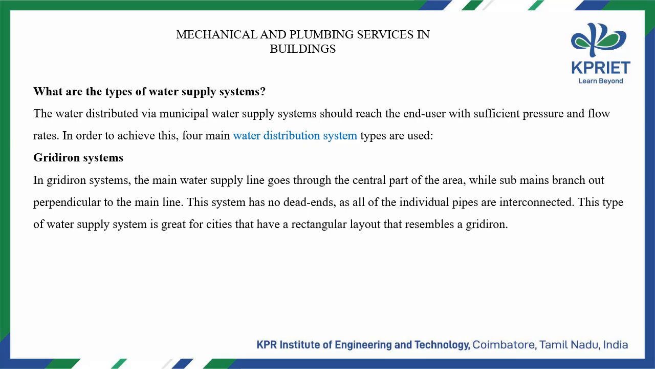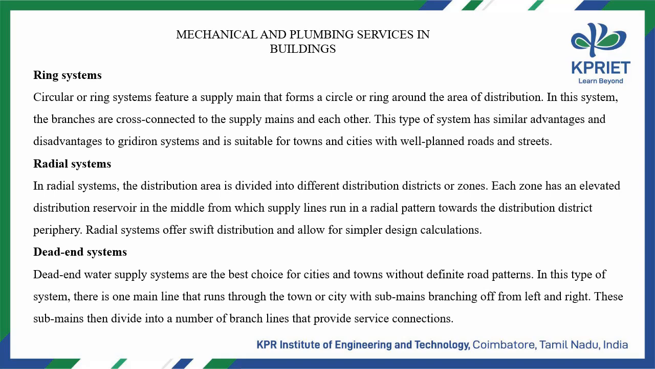This system has no dead ends, as all of the individual pipes are interconnected. This type of water supply system is great for cities that have a rectangular layout that resembles a gridiron. Ring systems. Circular or ring systems feature a supply main that forms a circle or ring around the area of distribution. In this system, the branches are cross-connected to the supply mains and each other. This type of system has similar advantages and disadvantages to gridiron systems and is suitable for towns and cities with well-planned roads and streets. Radial systems.